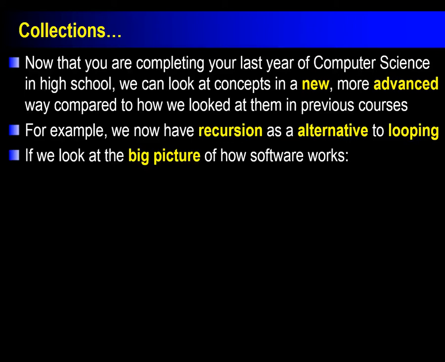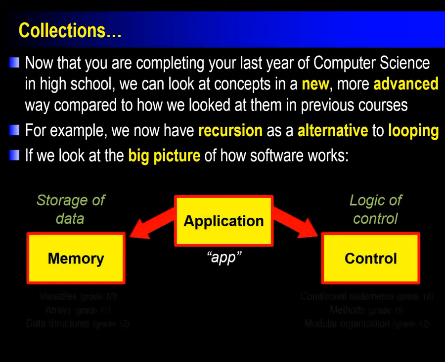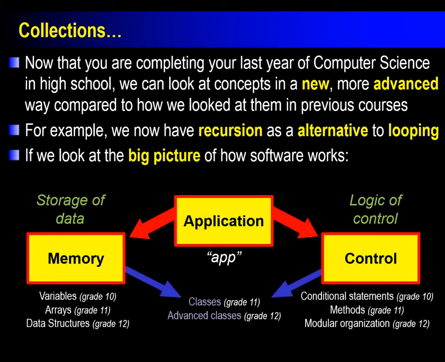Even if we look at software in a bigger picture, we think of an app or software. When you first start learning about software, you think, okay, well, software needs to remember stuff, so there's memory, and software needs to control stuff. It needs to be able to execute instructions. So there's data storage, and then there's logic in an app. And when you first started learning, you were like, okay, well, conditional statements and loops help me control it. And to remember stuff, I'll just use variables. And that's what you'd learn in grade 10.